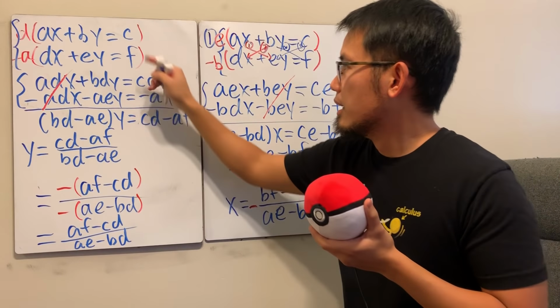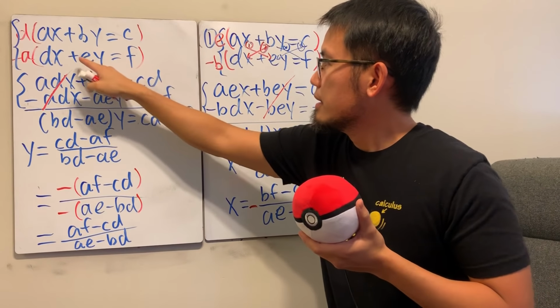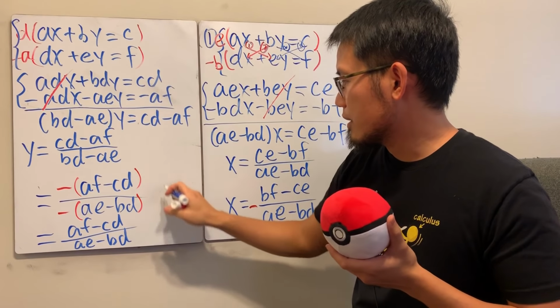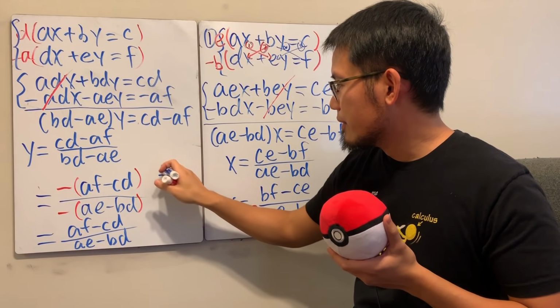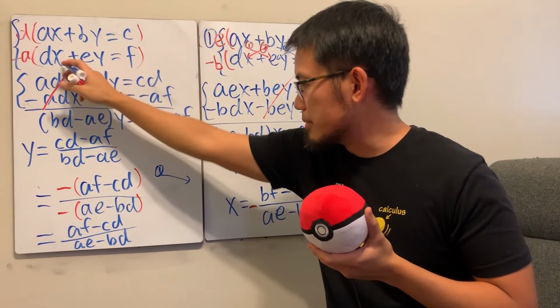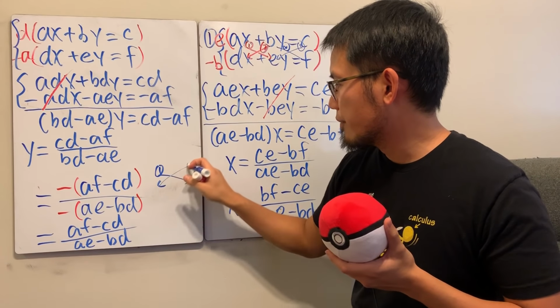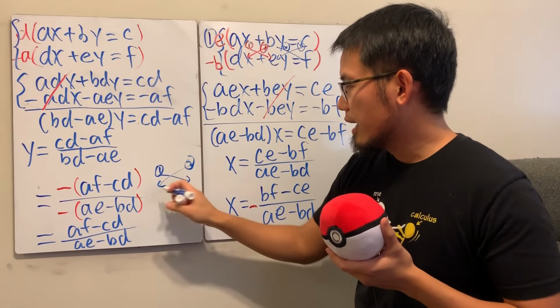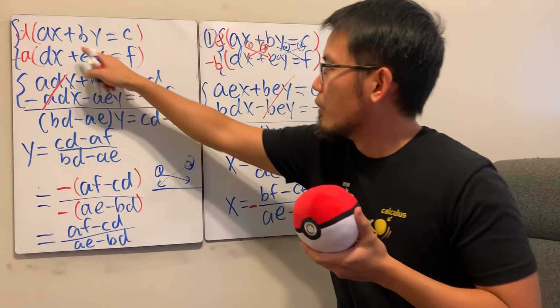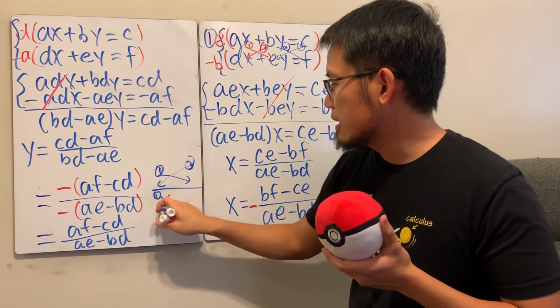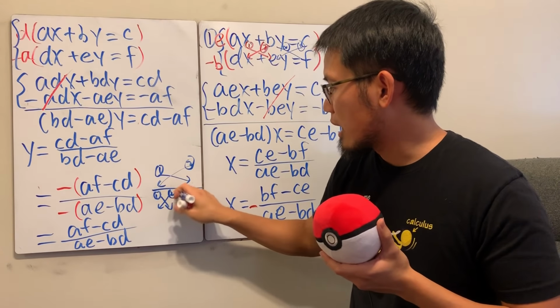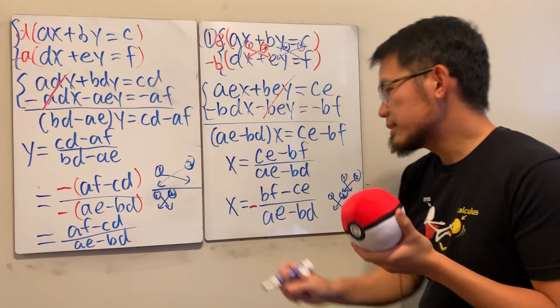Have a look. AF is this times that, so you have this times that, AF. And then we are just going to do C times D, which is like this. That's the second multiplication. And then we just divide it by, well, what we did earlier, which is AE, like this, and then BD, like that. So that's pretty much it.